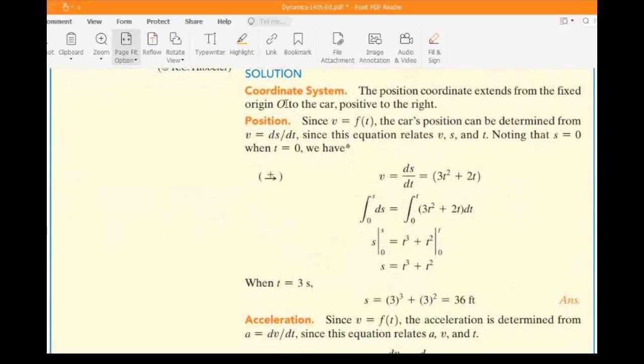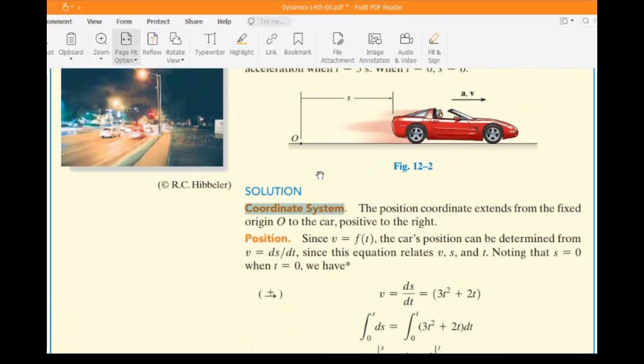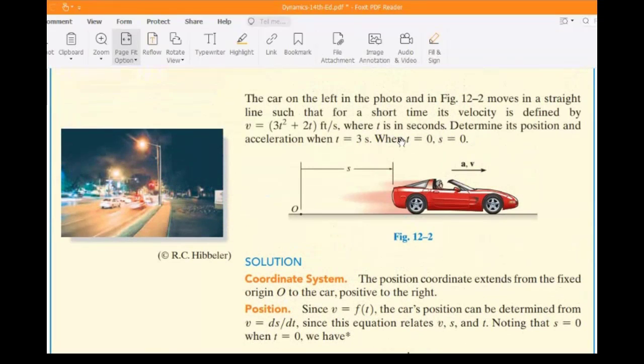If I want to show you, the coordinate system is fixed, origin is 0 at the car, position to the right. Position, find out the coordinate system. What will be the coordinate? If you see 12.2, origin is this one. It goes from some position onward, but they said at t equals 0, s equals 0, so the position is 0 in the beginning. So here is the coordinate: s equals 0 when t equals 0.